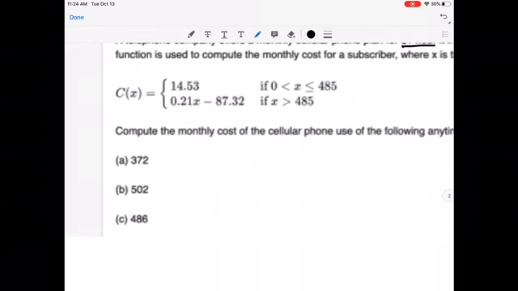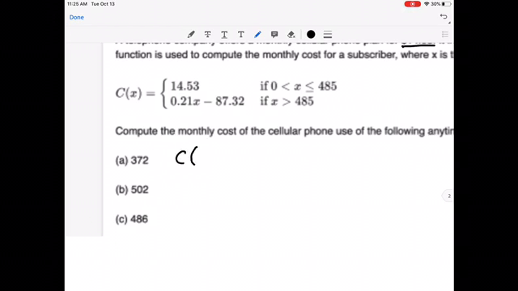Suppose we have 3 different customers. And let's say that customer number 1 only speaks for 372 minutes for that plan. Now they could have talked for 485, but that's all they talked for that month. And so for them, it's pretty straightforward.